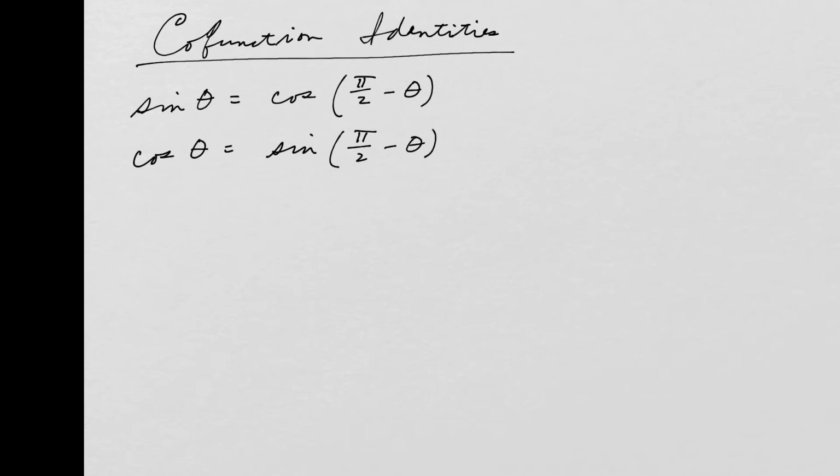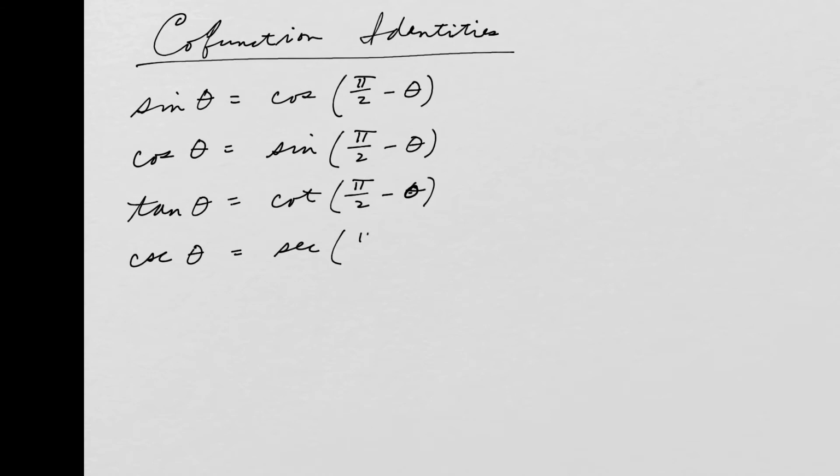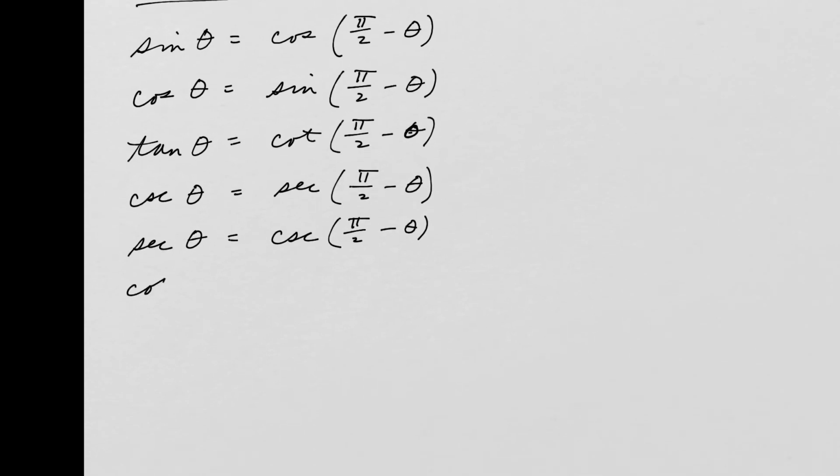Then tangent of theta is cotangent of pi over 2 minus theta. Cosecant of theta is the same as secant of pi over 2 minus theta. Secant of theta is cosecant of pi over 2 minus theta. And finally, cotangent of theta is the same as tangent of pi over 2 minus theta.